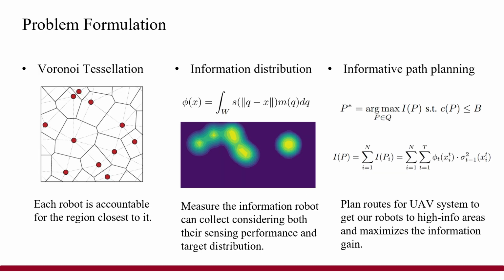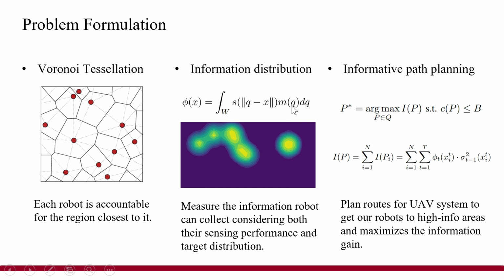Think about a 2D ocean environment you want to keep an eye on. Now, we have drones flying over it. We split this environment into binary cells, each assigned to a drone. It's like giving each robot a neighborhood to watch over. Each robot is accountable for the region closest to it, and each robot will use its own data to predict the information distribution of the target in its own area.